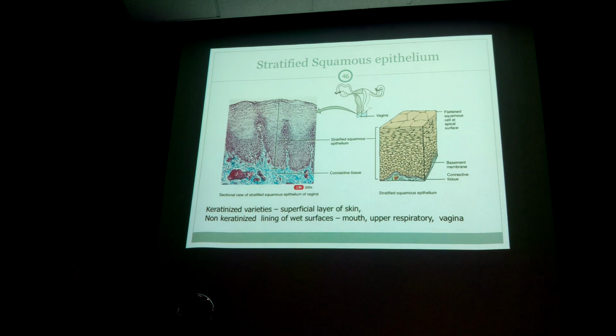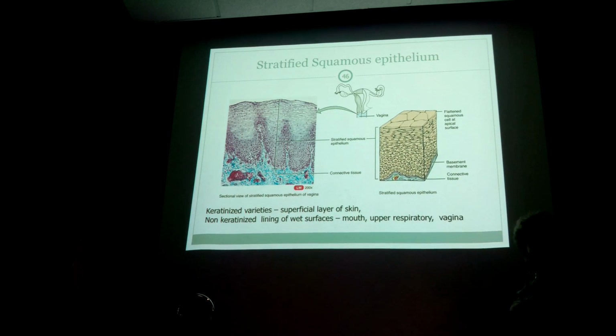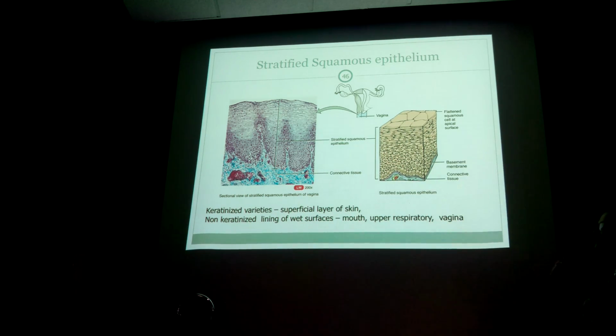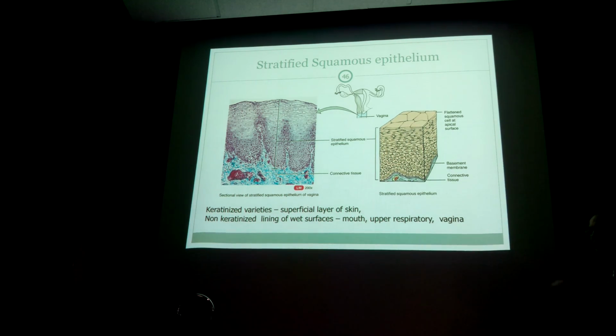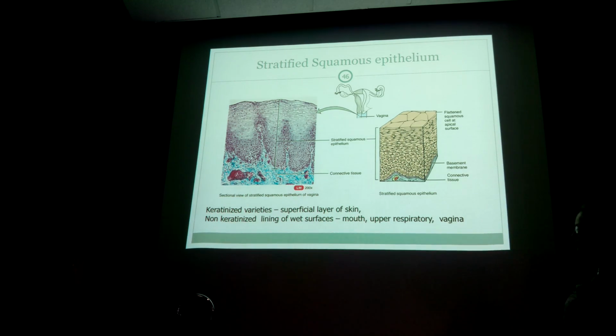And then this would be what stratified squamous tissue looks like. So you can see it's multiple layers. This would be in the vagina. This is for protection from abrasion, especially during childbirth. These tissues have to be able to be sloughed off so that we don't damage the underlying structures.